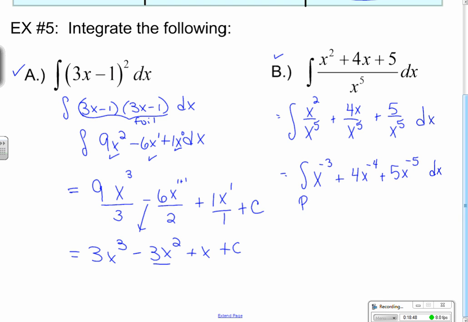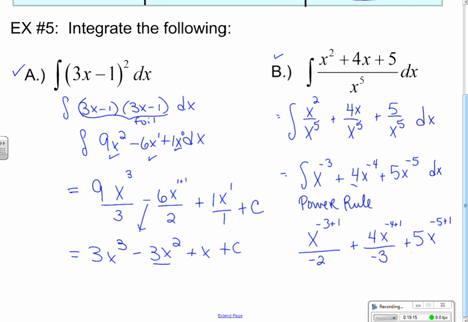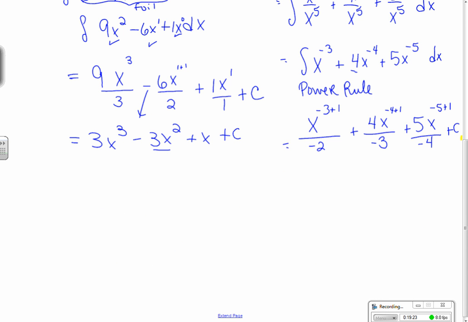Power rule. Power rule all the way. Power rule says if I'm integrating, add a power, divide by that new power. So I'm going to go negative 3 plus 1 divided by, that would be a negative 2, wouldn't it? I've got the 4, put it down, just rewrite it. X to the negative 4, add a power, divide by this new power, which would be negative 3. Plus 5, x to the negative 5 plus 1 divided by negative 4. Don't forget to add the constant of integration, the c. Simplify, and we are done.